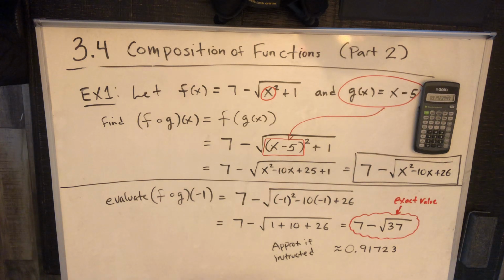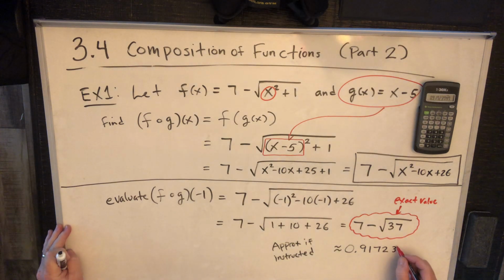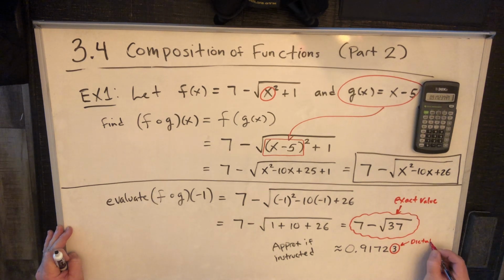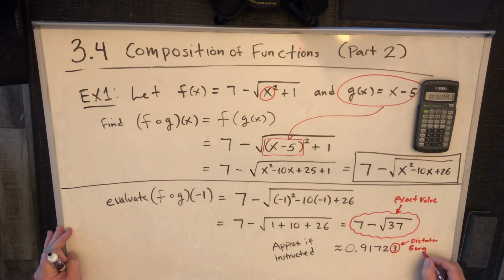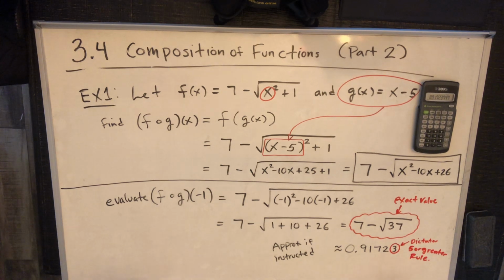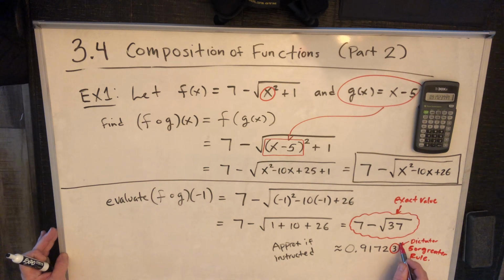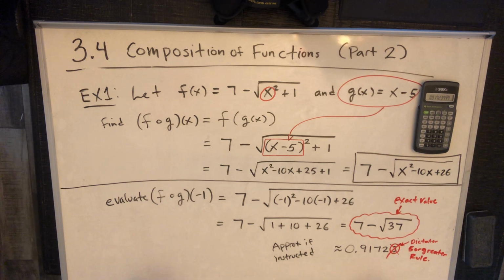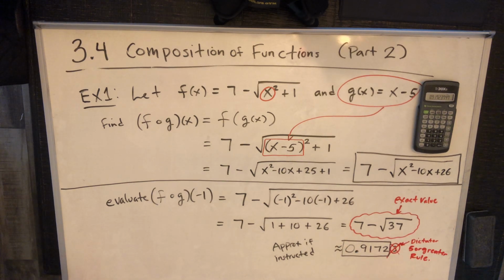Typically, I like it rounded to 4 decimal places unless instructed otherwise. So we look at the 5th decimal place. This is what we call the dictator. If the dictator is 5 or greater, we use the 5 or greater rule. If the dictator is greater than 5, we round the next digit up. If the dictator is less than 5, which it is in this case, we simply throw them away, and that becomes our answer, 0.9172. This is the approximate value.